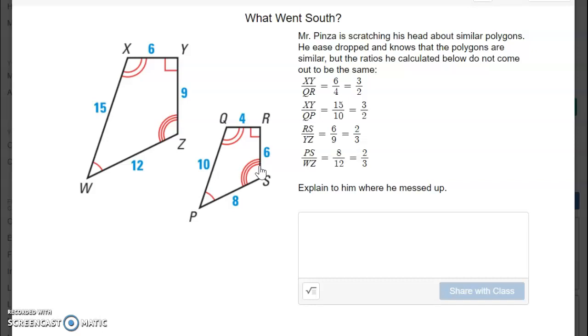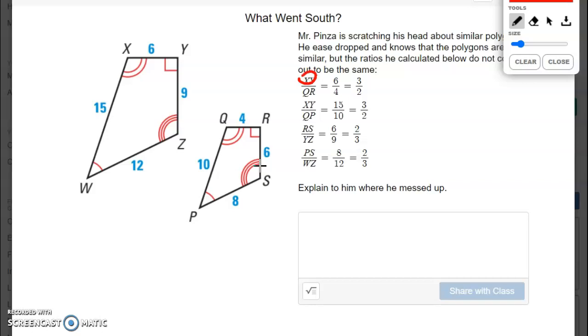Well, what he did wrong was that xy belongs to the left-hand triangle, this polygon. This is this side here, okay? And then qr is the right polygon. But here, he's starting with rs. So he should be writing yz over rs, which would be 9 over 6. So he has reversed the numbers.